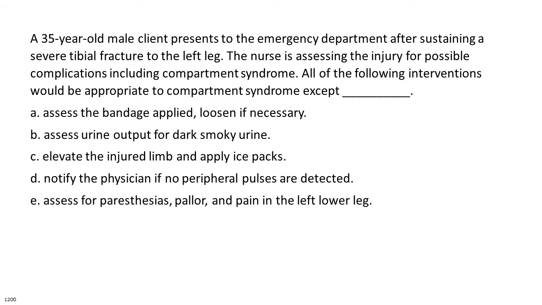A. Assess the bandage applied, loosen if necessary. B. Assess urine output for dark smoky urine. C. Elevate the injured limb and apply ice packs. D. Notify the physician if no peripheral pulses are detected. E. Assess for paresthesia, pallor, and pain in the left lower leg.